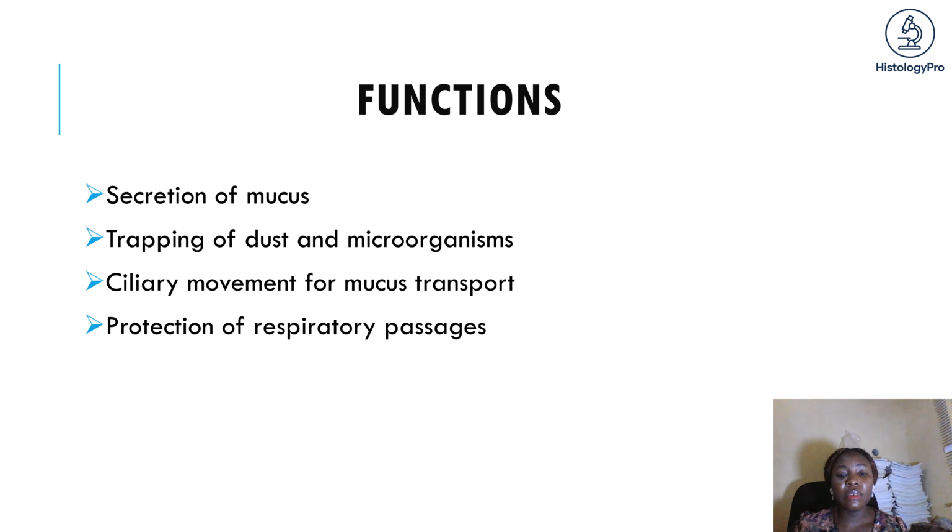Now let's look at the functions of the pseudostratified epithelial cells. The major functions include secretion of mucus by goblet cells, trapping of air particles, and movement of mucus by coordinated beating of cilia. These mechanisms help to keep the respiratory passage clean and protected.